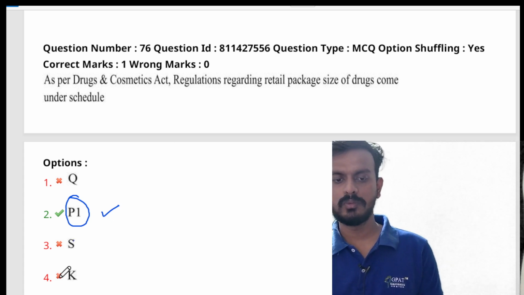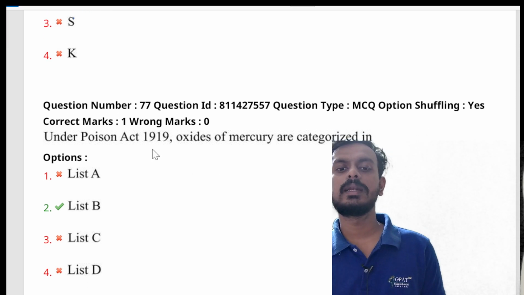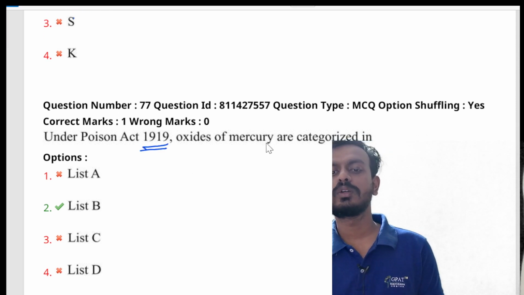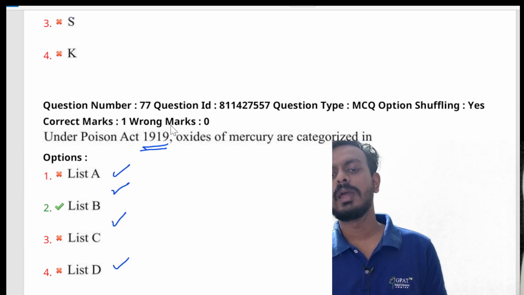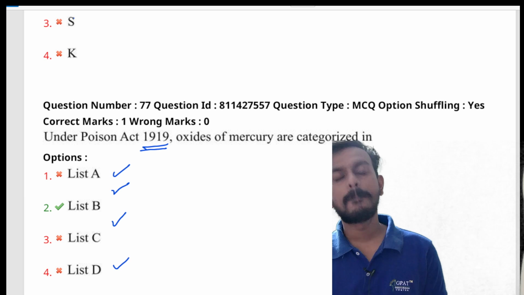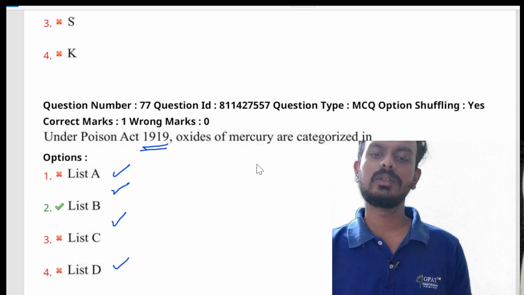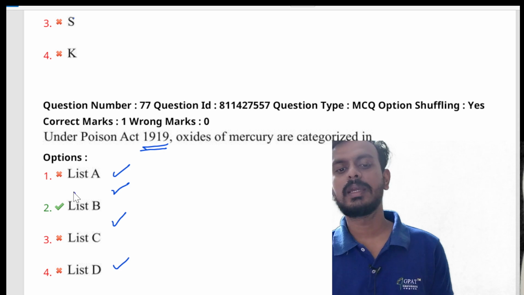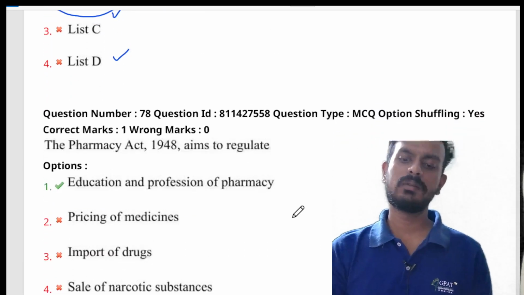Okay, so moving to the next question. Under the Poison Act 1999, oxides of mercury are categorized as list A, list B, list C, or list D. So remember, according to the Poison Act 1999, these mercury oxides are basically categorized under list B. Okay, so question number 78.